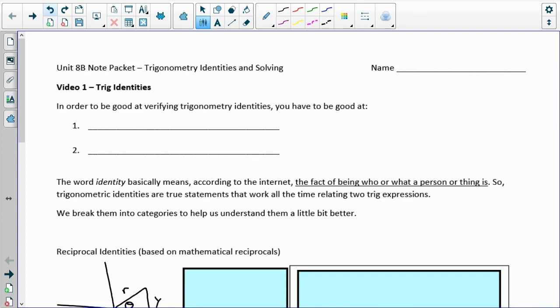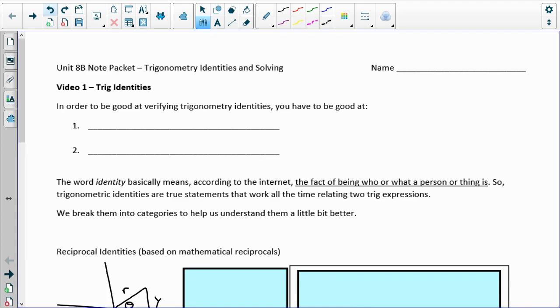And so when we're dealing with this, we're dealing with things that are always equal all the time. And there are some identities that we have to memorize, and then we're going to have problems where we have to use these identities. Verifying is kind of like proving. Just like in geometry when you did some proofs, you're going to do similar things with trig identities. You're going to have to prove that they are true, and we call that verifying in this class.